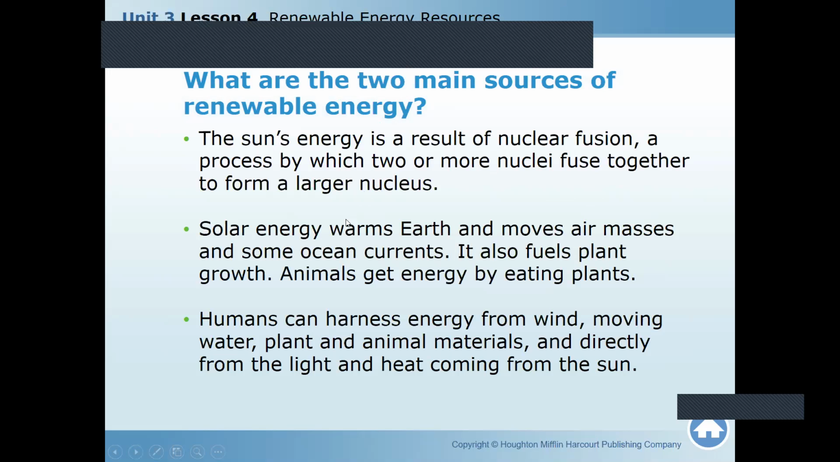Solar energy warms the earth and moves air masses and some ocean currents. It also fuels plants. You know that everything is indirectly connected to the sun. Even we eat plants, and plants make their food from the sun. So even evaporation, the rainfall we get, the oceans, all depend on the sun, because without sunlight, evaporation cannot happen.